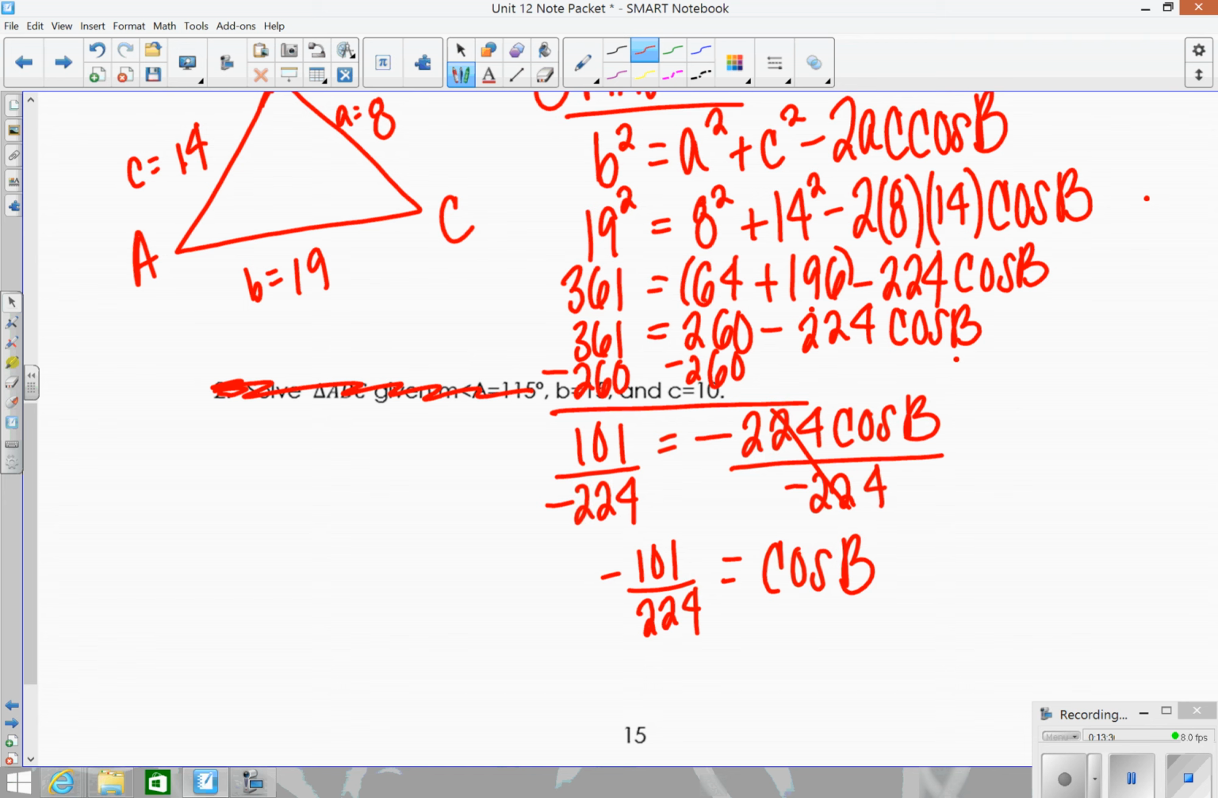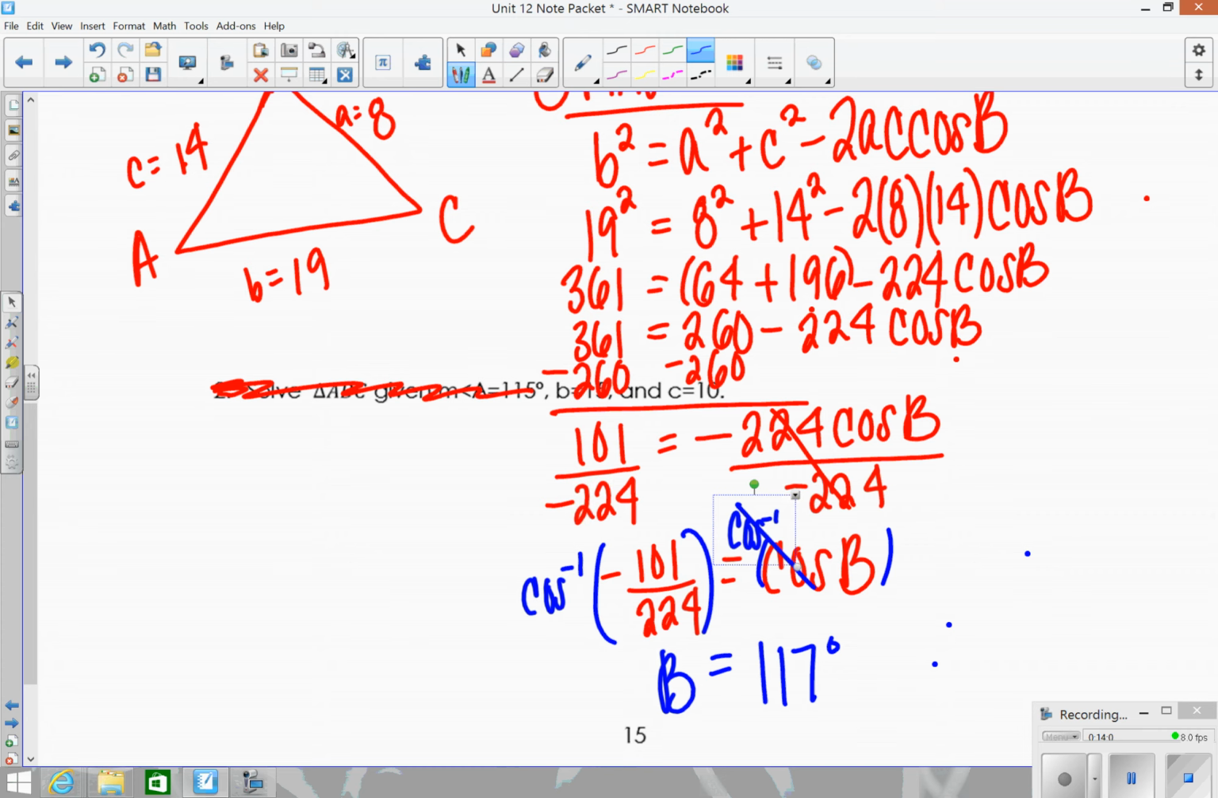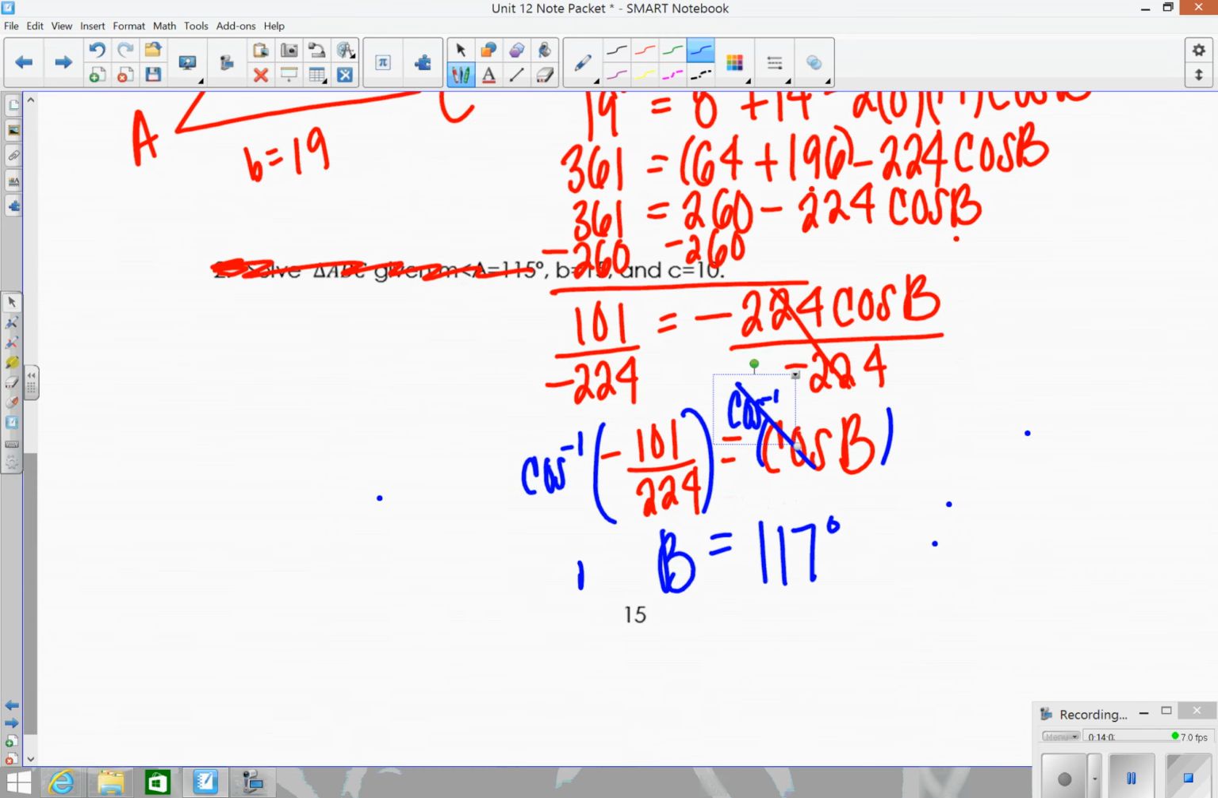And now to undo cosine, because we're trying to get B, we have to do the inverse. So this is where that comes into play. So you're going to take the inverse of both sides. So those cancel, and you end up with B equaling 117 degrees if we round to the nearest degree. So the measure of angle B is 117. So then that's the first one.